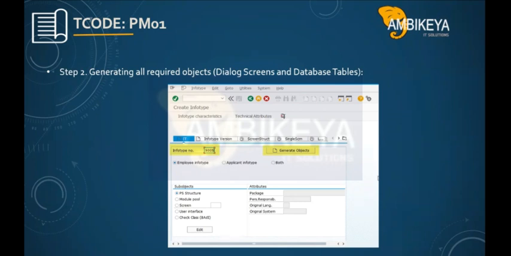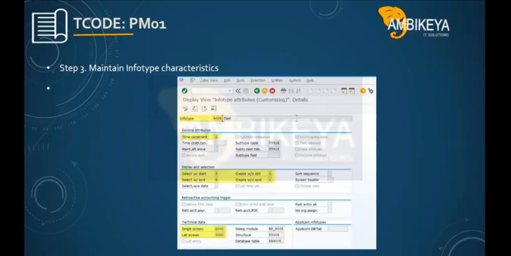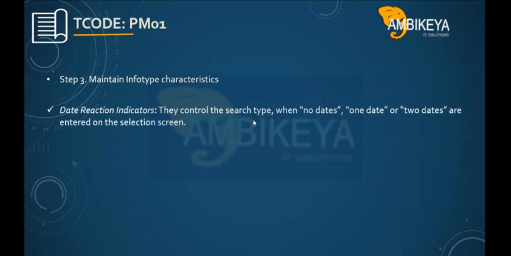After this second step, the third step is infotype characteristics. Here we are giving the time constraint, time constraint and selection with start date and end date, and then single screen, the list screen and single screen. And give the description here as employee details, 9001 employee details. So maintain infotype characteristics. This is just for information.